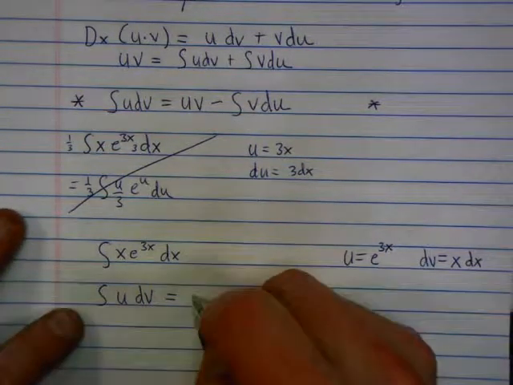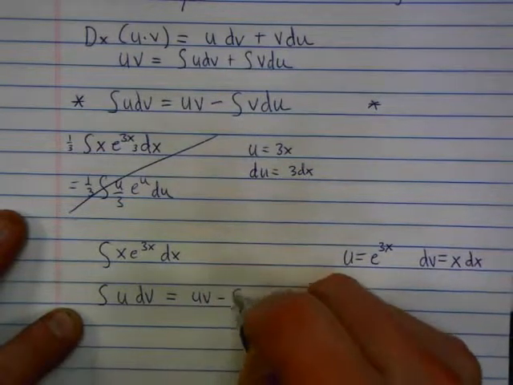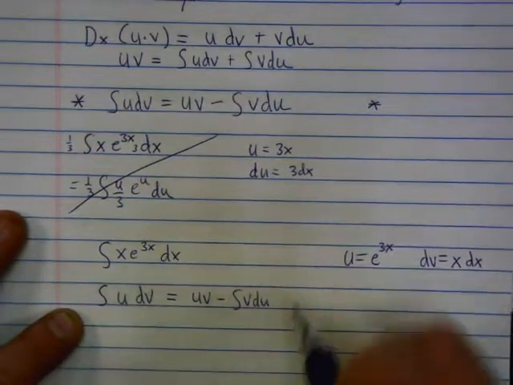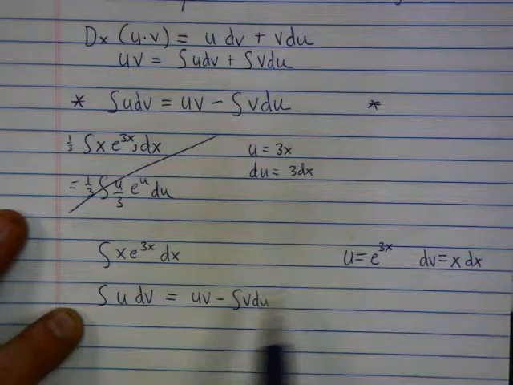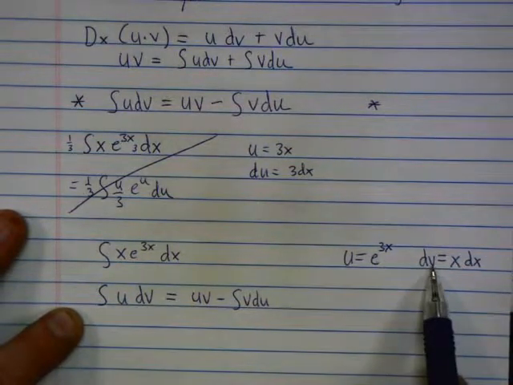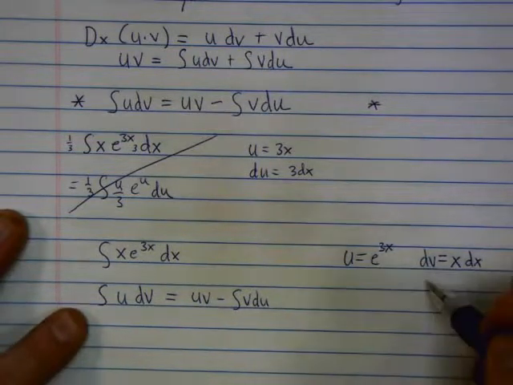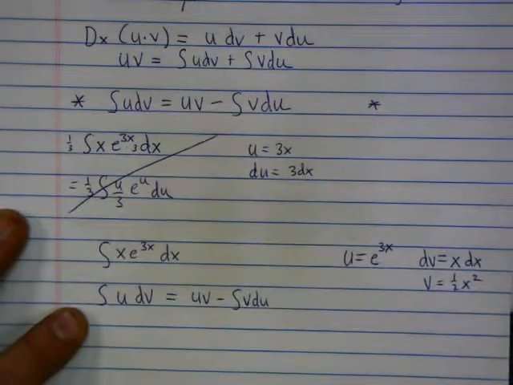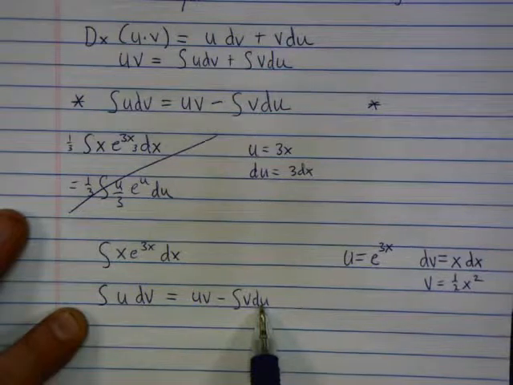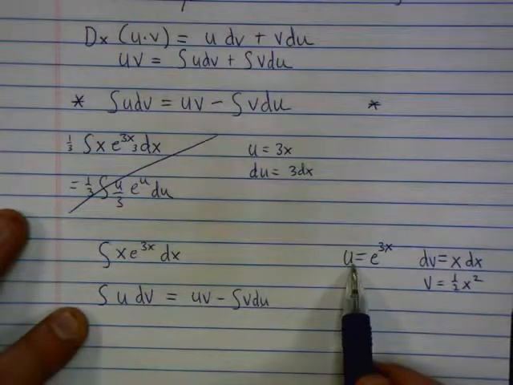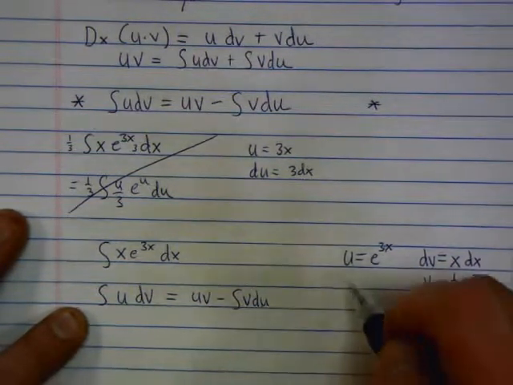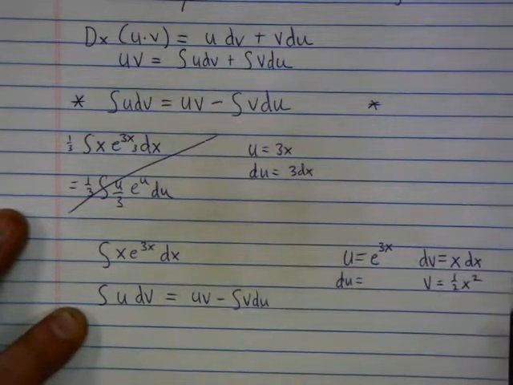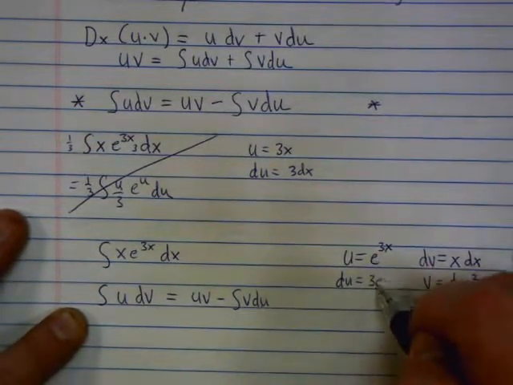All right, so in our formula, we now need uv minus integral v du. So notice I've got my u is e to the 3x. I need v. How am I going to find v? Integrate. So v is 1/2 x squared. So I just integrate there. And in this part of the formula, I need a du. So to find du, I'm going to differentiate this one. du is 3e to the 3x.